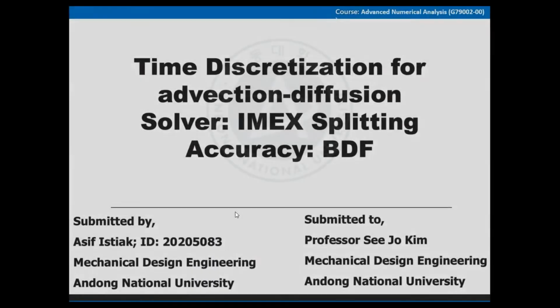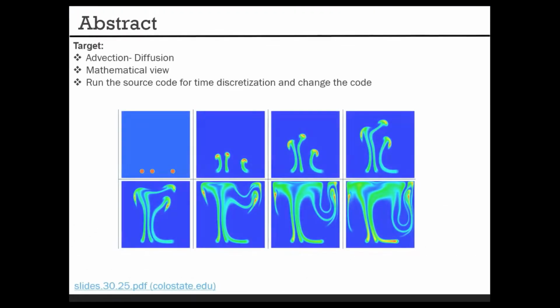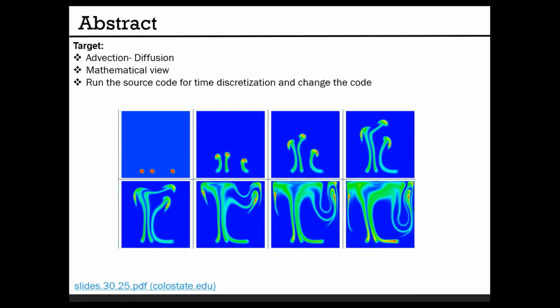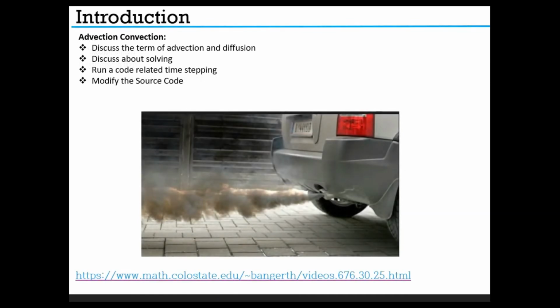So I am Asif Istiak from Andhra National University. I will talk today about advection and diffusion. Here I will talk about the mathematical viewpoint and run the source code from the deal.II package, which is step 31. This is one of the outputs from that source code. So I will try to explain the source code to some extent and try to modify it.